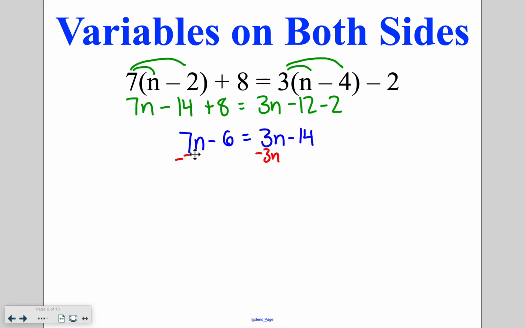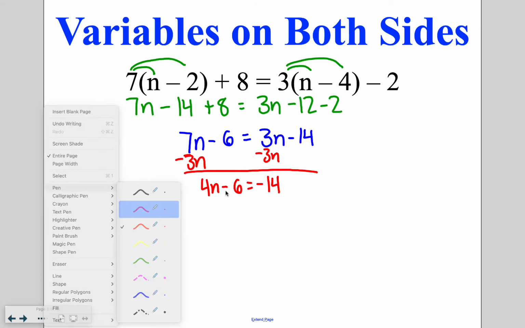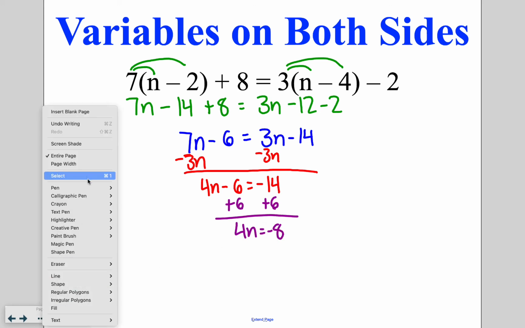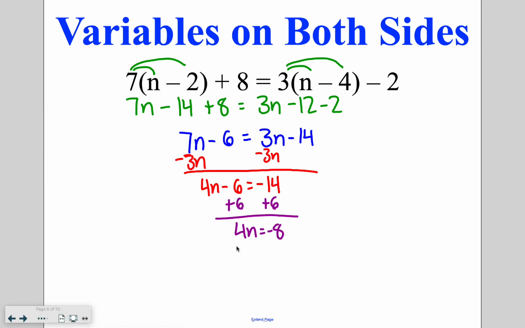I'm going to subtract the 3n on both sides of my equation. So I've got 4n minus 6 is equal to negative 14. To get rid of my subtraction, I'm going to add 6 to both sides, which gives me 4n is equal to negative 8. And to finish my solving, I need to get rid of that 4. So I'm going to divide by 4 on both sides of my equation, and I get a value of n is equal to negative 2.